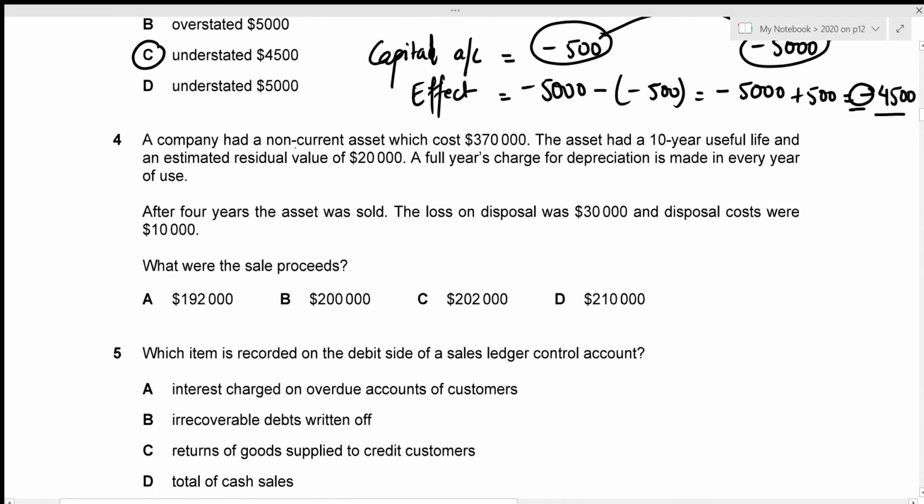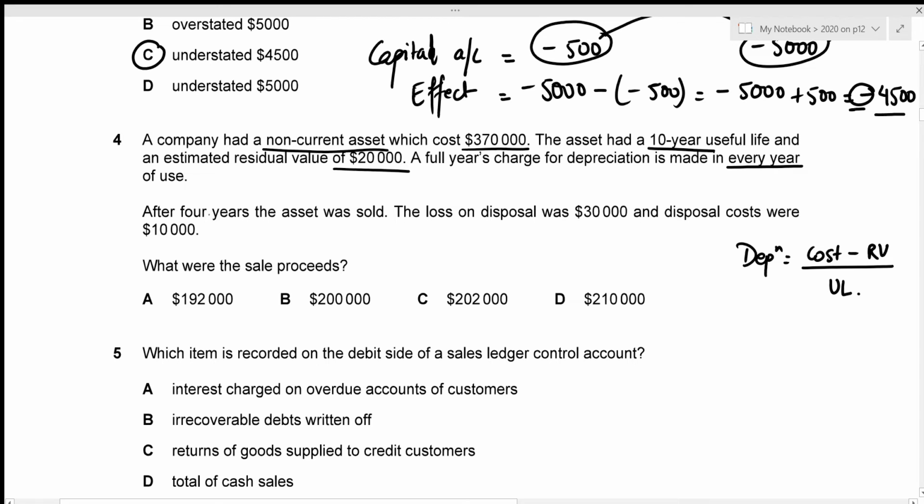A company had a non-current asset which cost 370,000. So this is the cost. Then the asset had a 10-year useful life and an estimated residual value of 20,000. So whenever we are given the useful life of any non-current asset as well as its residual value, we can easily figure out the depreciation, right? The formula is just going to be cost minus our residual value divided by its useful life. Alright, a full year's charge for depreciation is made in every year of use.